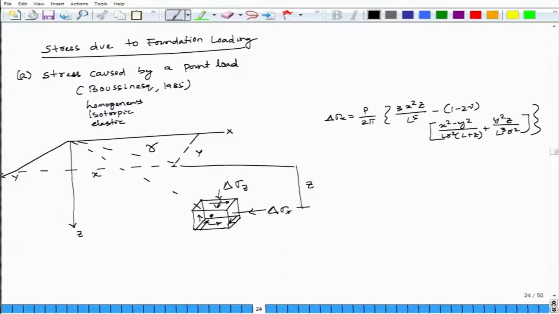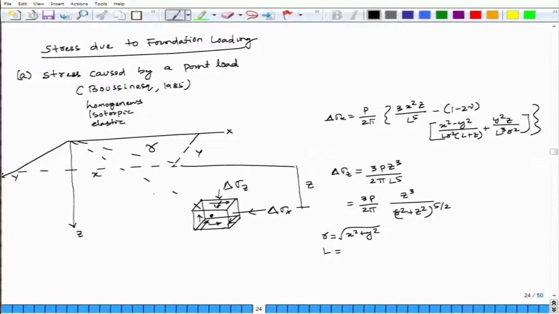So, similarly they have also derived for three dimensional, delta sigma z, the increase in vertical stress, which is 3 P z cubed by 2 pi L to the power 5, which is equal to 3 P by 2 pi, z cubed by r square plus z square to the power 5 by 2, where r is equal to square root of x square plus y square, and L, the distance from here to here, is equal to square root of x square plus y square plus z square, which is equal to square root of r square plus z square. Mu is your Poisson's ratio.